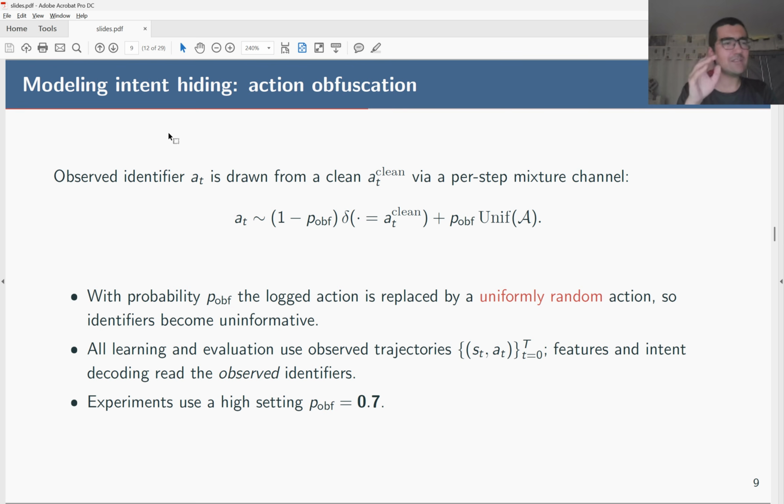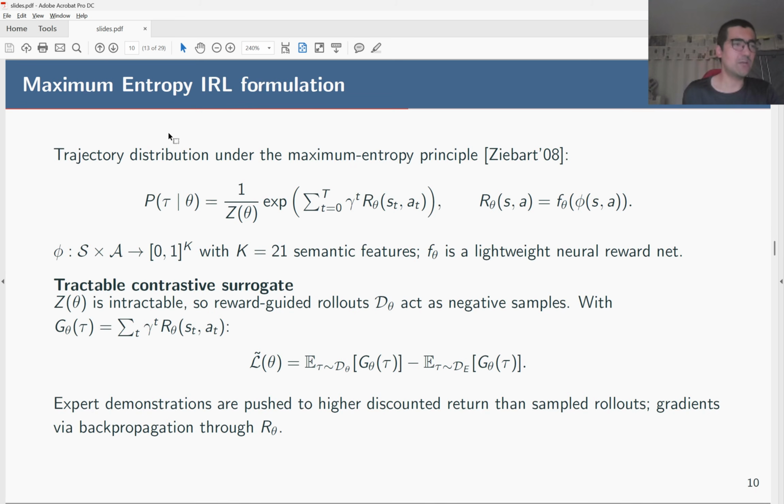And throughout our experiments, we run at a deliberately high setting. p equals 0.7. So 70% of the time, the action label is pure noise. That's a stress test by design. Given that setup, here is the learning objective.